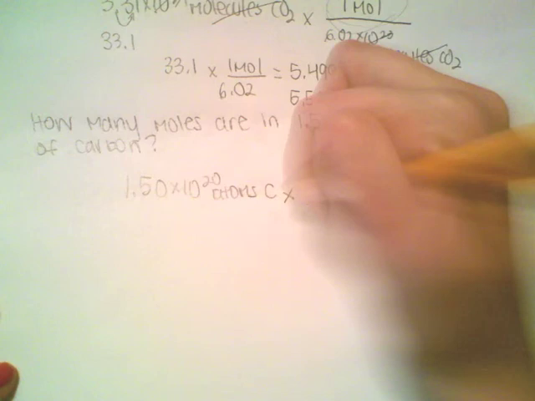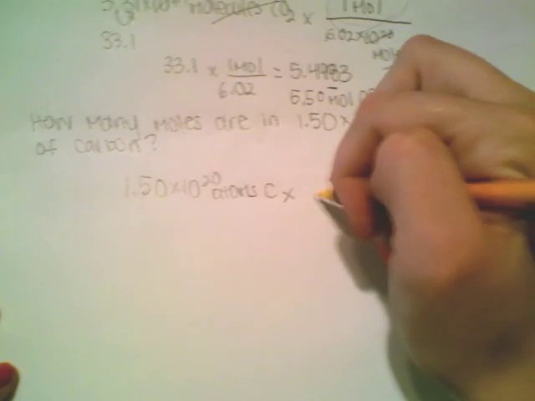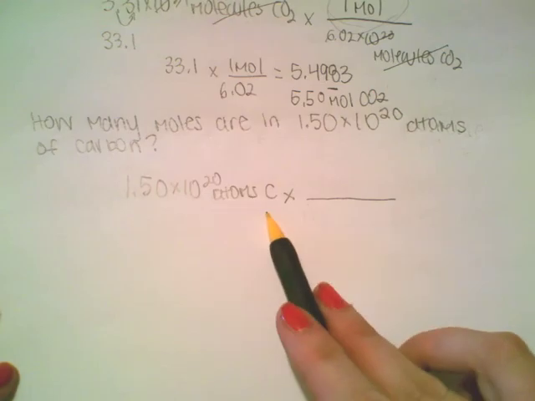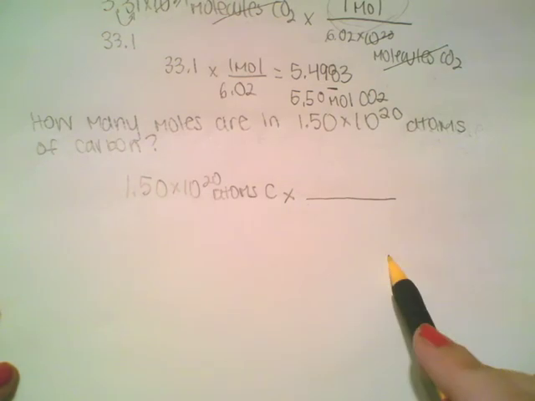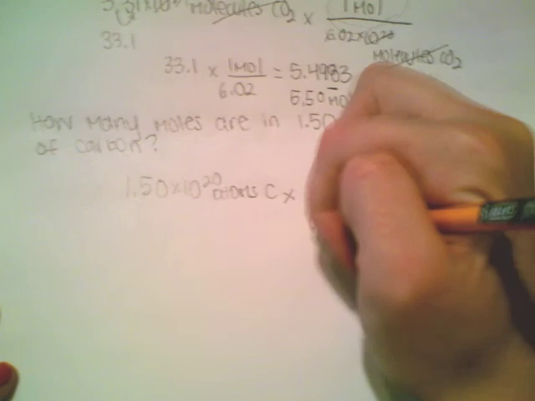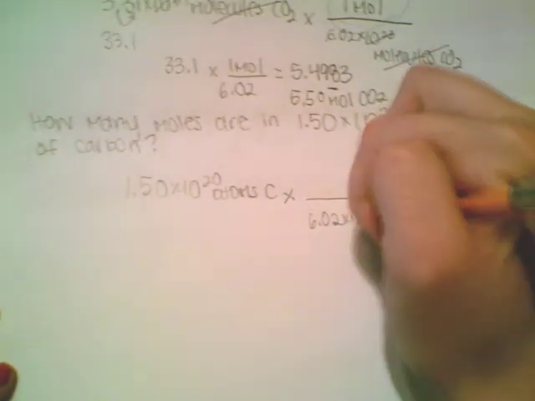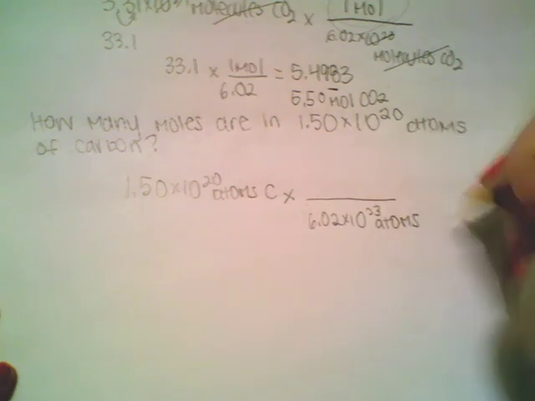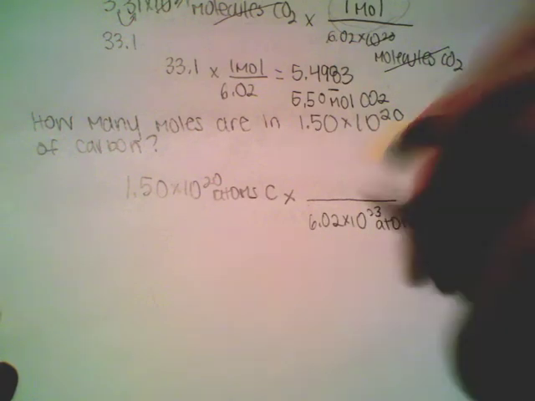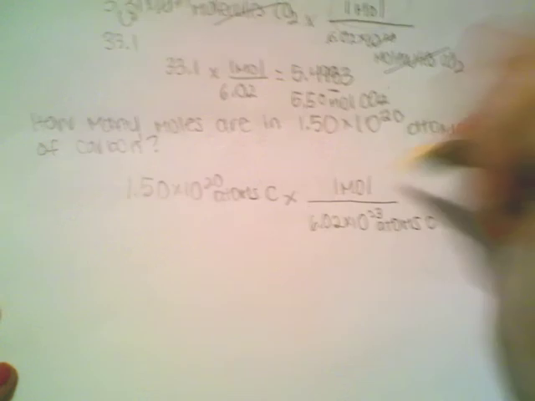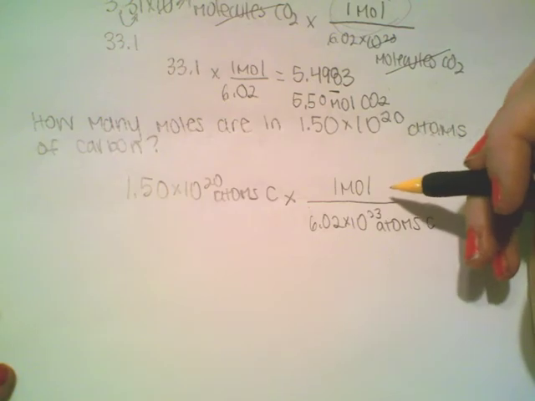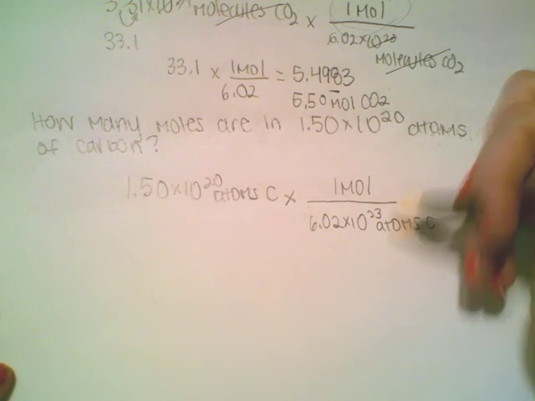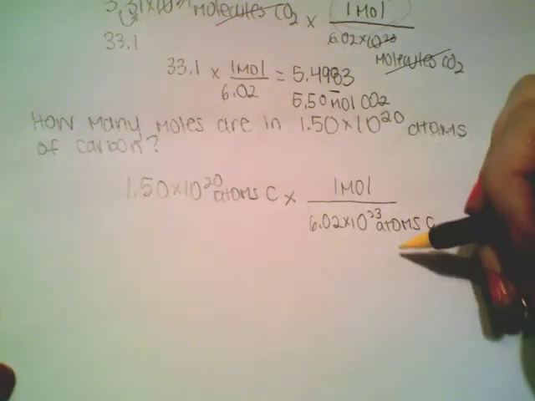So we are going to multiply that by the conversion factor, which we read as a fraction. I have atoms of carbon on the top, so I know that I need atoms of carbon on the bottom. The number of atoms in 1 mole is 6.02 times 10 to the 23. And that's the number of atoms in 1 mole. Remember, if you have 1 mole of anything, you have 6.02 times 10 to the 23, just like if you have 1 dozen of anything, you have 12, and so on.